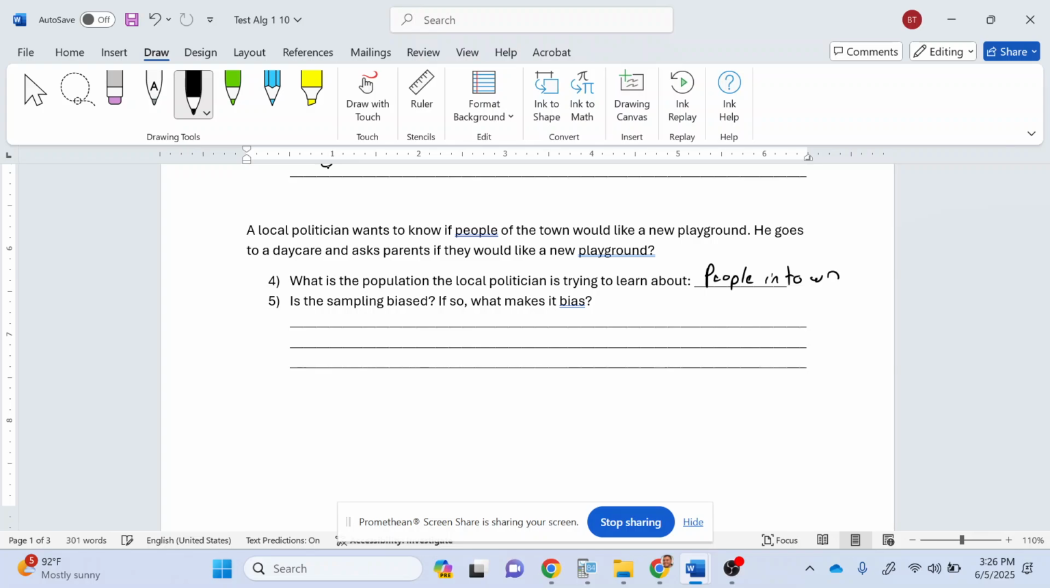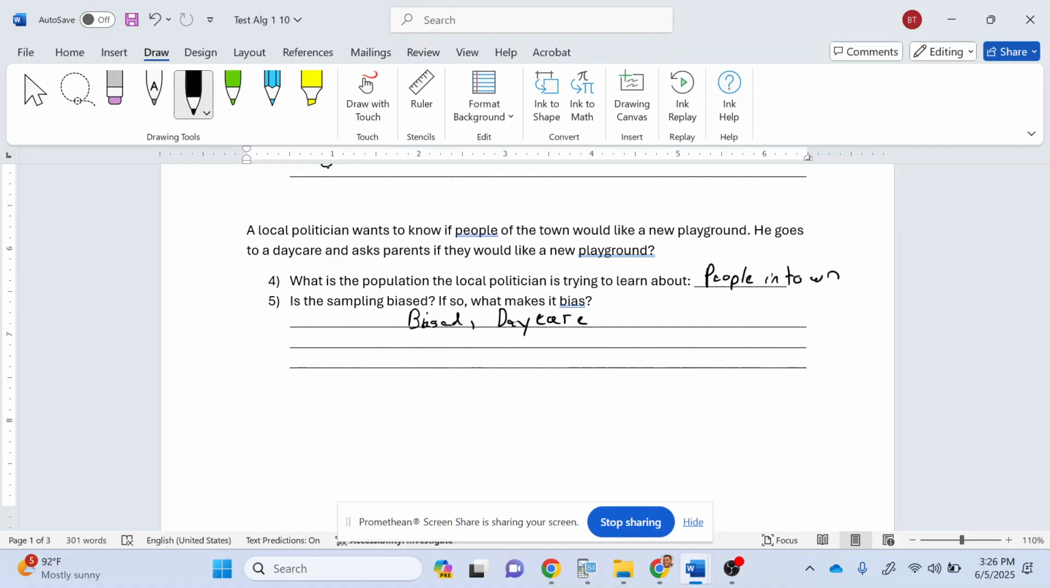All right, second question. He goes to daycare and asks parents if they would like a new playground. This could potentially be biased, and the reason is because he's asking people at a daycare. People at a daycare have children. Yeah, they benefit from it.